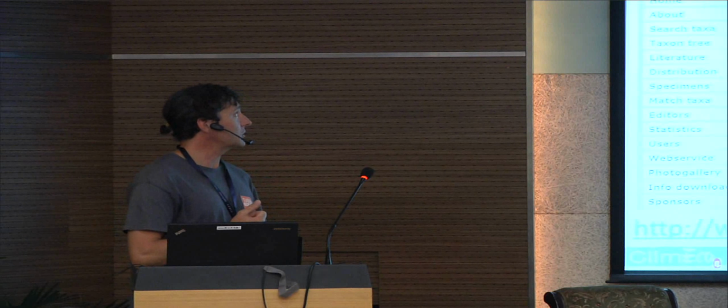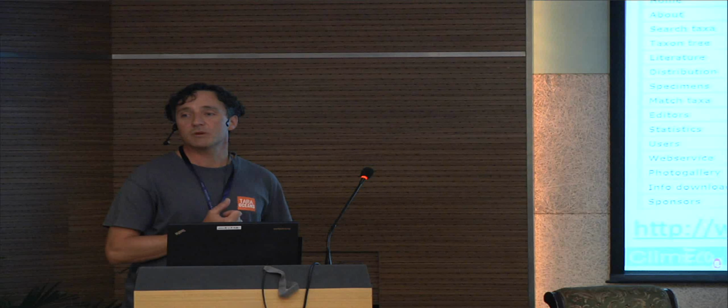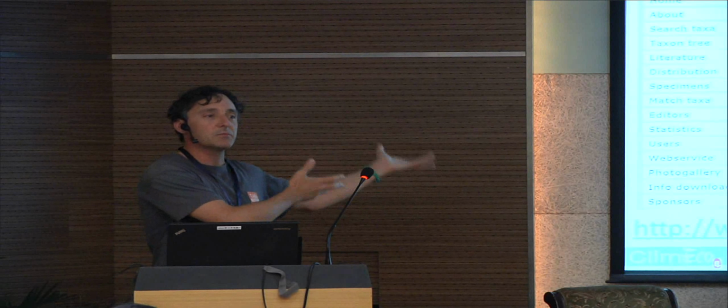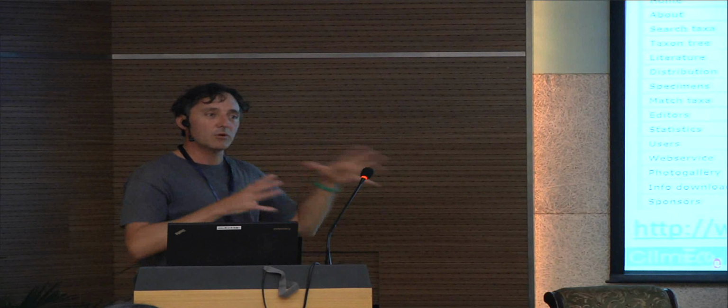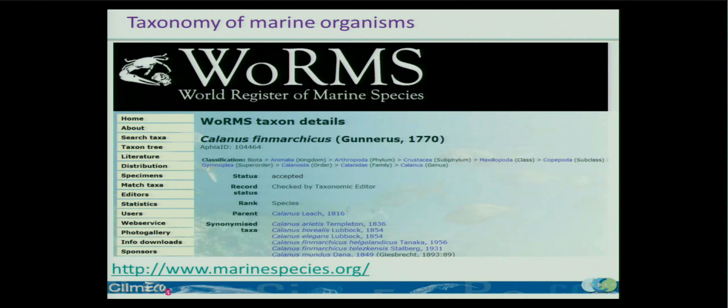WoRMS, for taxonomy of marine organisms. There was talk about FishBase, for example, yesterday. All the information from FishBase is being harvested by WoRMS. So at the moment, WoRMS is the largest registry for marine species. For marine species, it's even better than the NCBI on the US side. It's more complete for marine. For other domains, it's not complete. But that's the one we use for marine species.